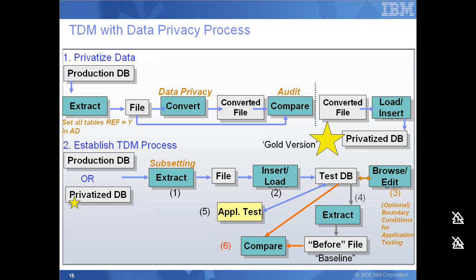Establish the TDM process. The privatized database can then be used to extract a specific portion of the privatized data, and I can insert or load it to the testing environment. I can load various environments, whether it is used for application testing or QA testing, or I can have a variety of target environments. I can pick and choose the data which I want to extract from the privatized data, and I can load only a specific portion of information to the various target databases.